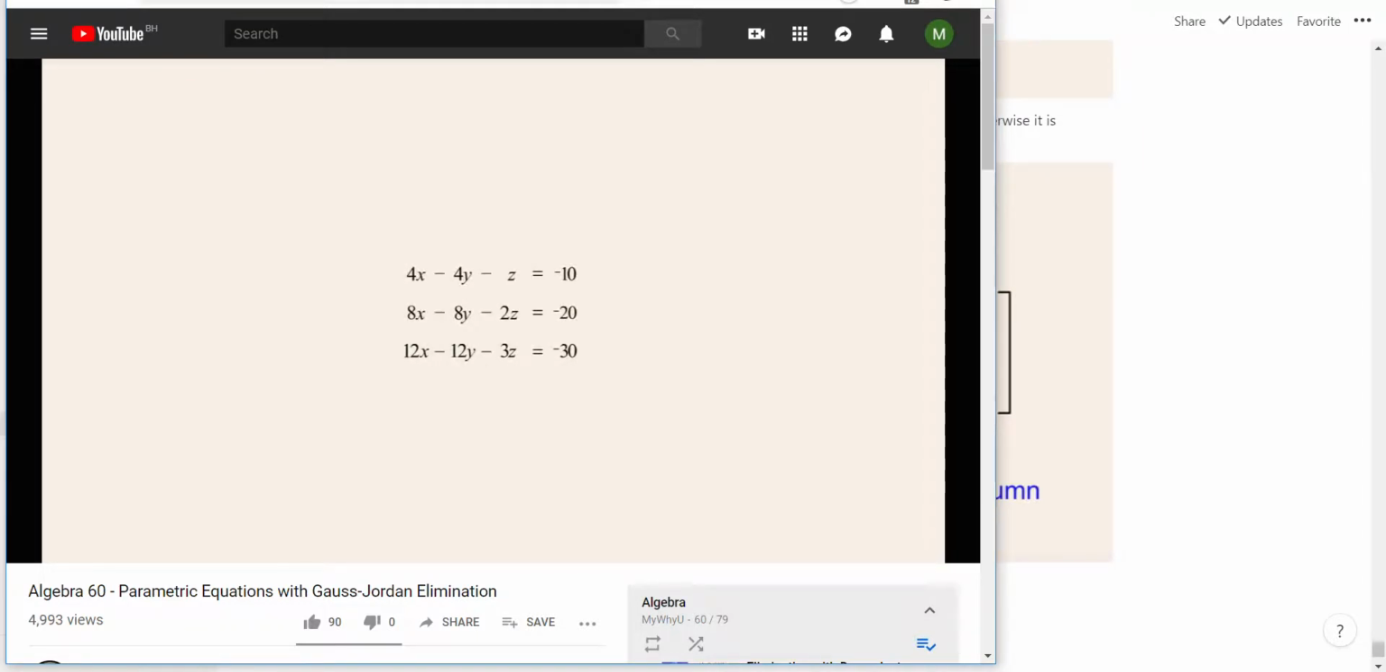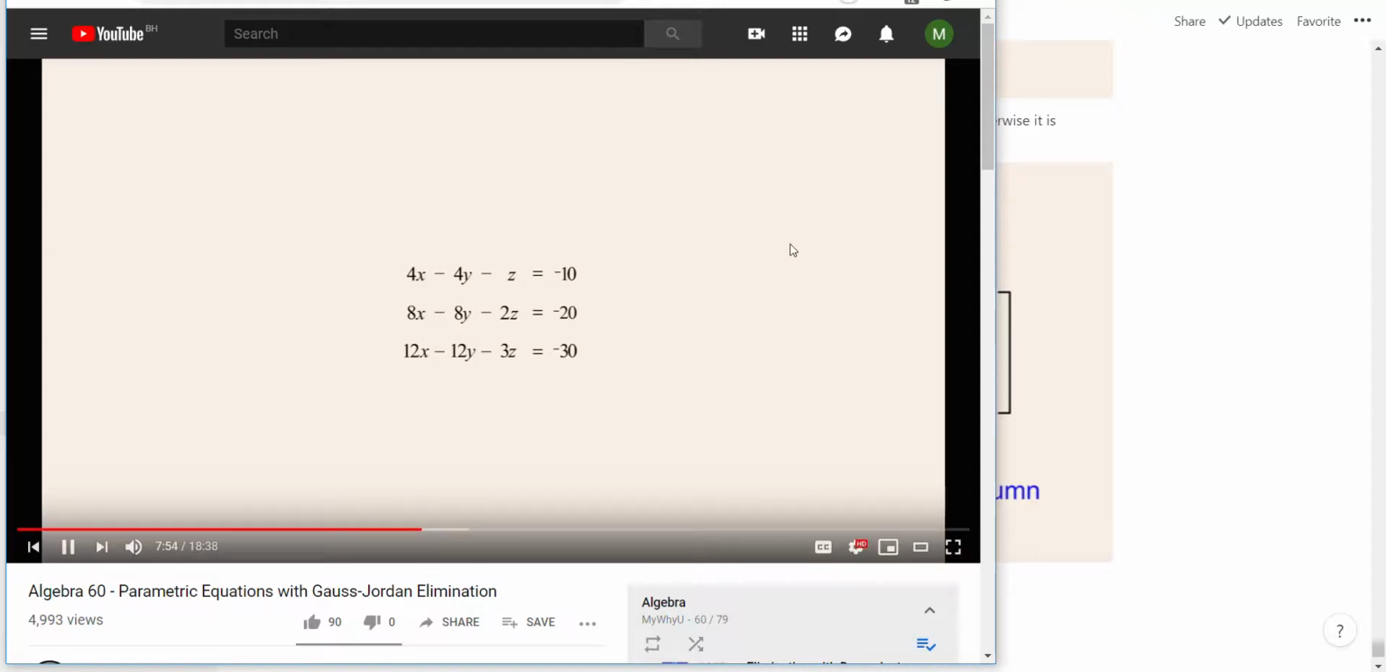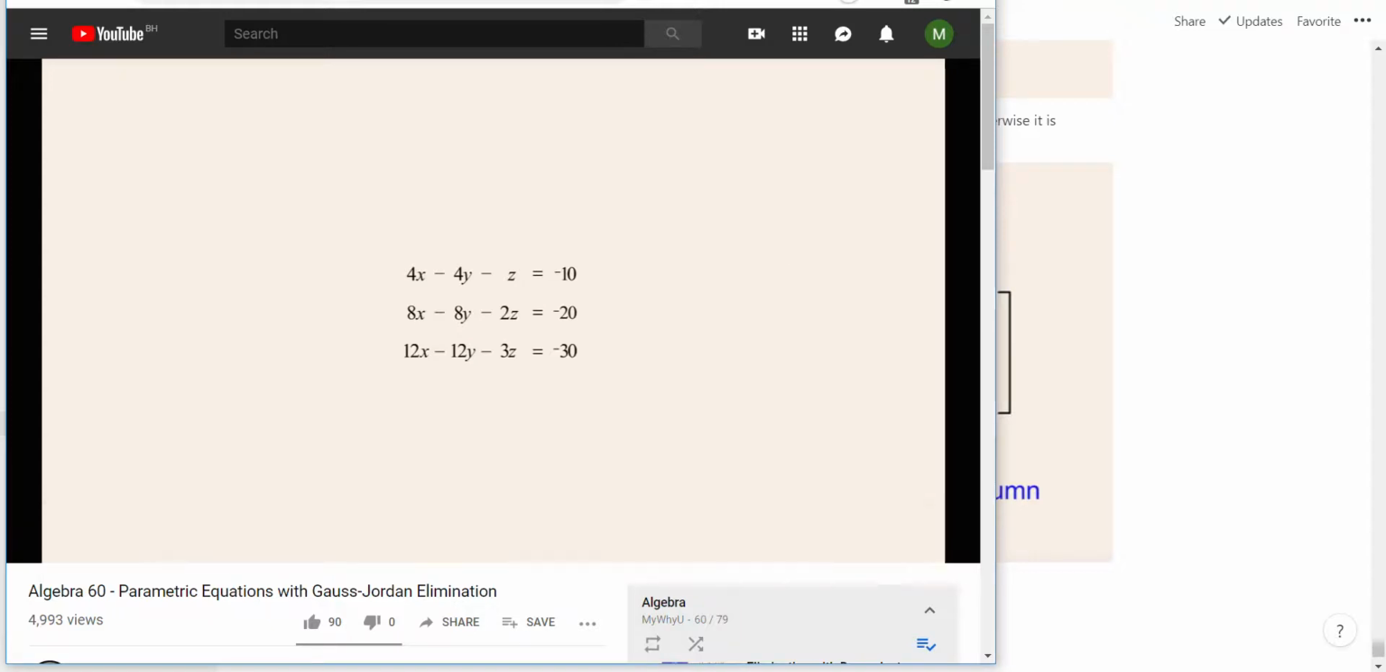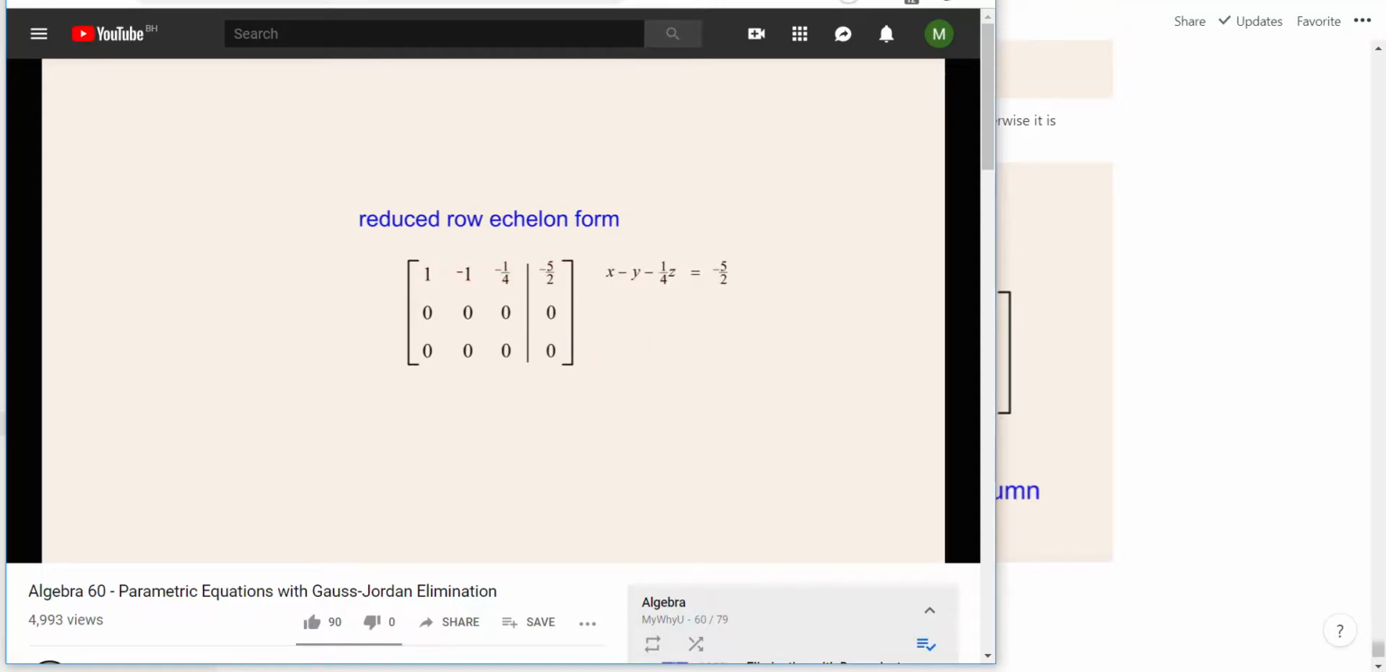In the lecture, Gauss-Jordan elimination with dependent systems, we solved a system of three linear equations which were all multiples of each other. Once we expressed this system as a matrix and transformed it to reduced row echelon form, we found that the matrix represented an equivalent system consisting of a single equation in three variables. So how can we write a set of parametric equations for this solution set?